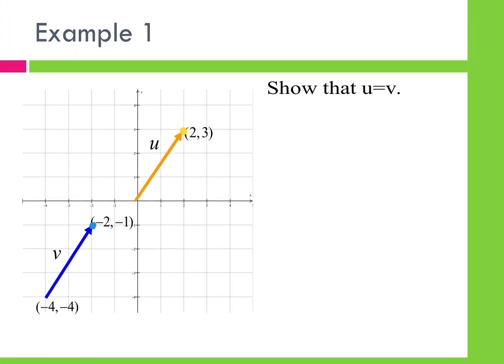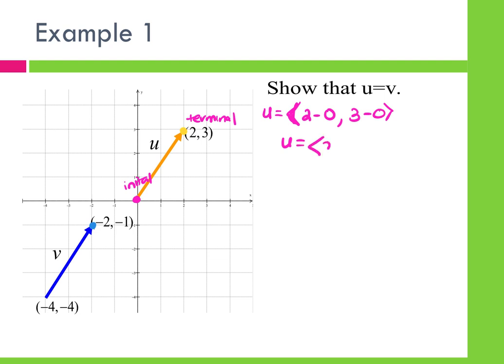So the first thing I'm going to do is find the component form of each. So component form of u. What point is my terminal point for u? 2, 3. How do I know that that's the terminal point? That's where it ends. So my terminal point is 2, 3. And my initial is 0, 0. So if I want to do the component form, it's x2, which is 2, minus x1, which is 0, comma, y2, which is 3, minus y1, which is 0.